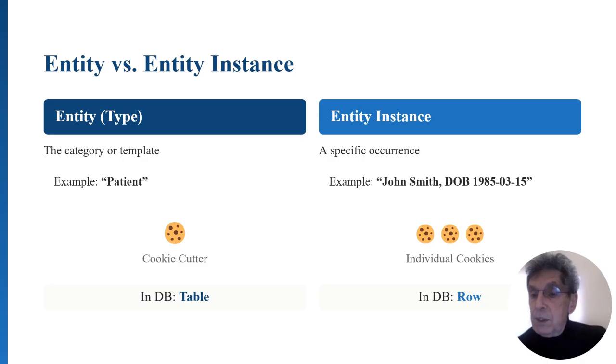In database terms, this maps directly to tables and rows. The entity becomes the table. Entity instances become the rows in that table. So when I say patient entity, I'm talking about the patient table and its structure. When I say a patient instance, I'm talking about one specific row in that table, one patient.